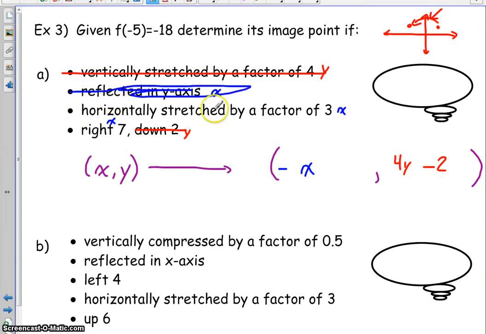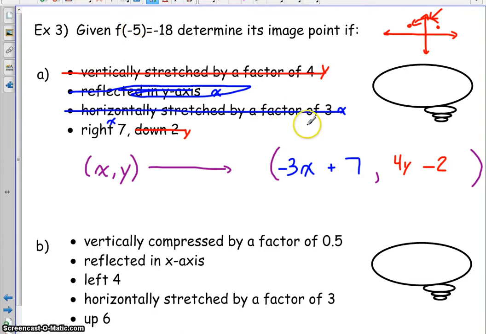So then I'm horizontally stretched by a factor of 3. So horizontal stretch means taking those x values and moving them further away. So I'm going to multiply those by 3, so it's negative x times 3, which is just negative 3x. Okay, and then right 7, well, if I'm going to move an x value to the right, it's going to add to it. So add 7 there. So what that does is give me my mapping rule.